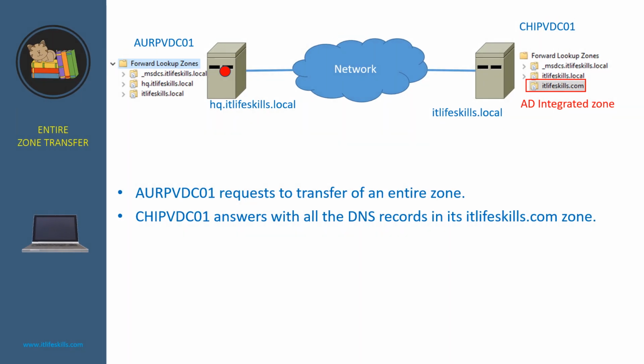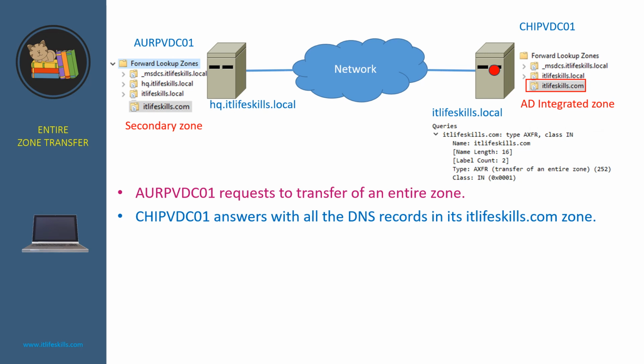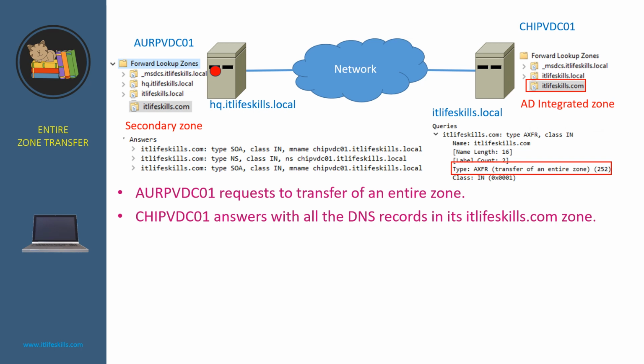Let's continue with the zone transfer process. In this case, the zone itlifeskills.com has just been created on OPVDC01, so OPVDC01 requests a transfer of an entire zone. As you can see, the type is AXFR, which means it requests a transfer of an entire zone, and GPVDC01 answers with all the DNS records in its itlifeskills.com zone.